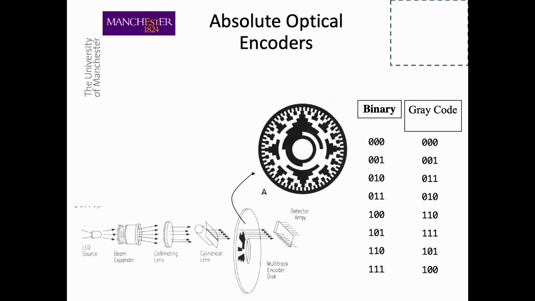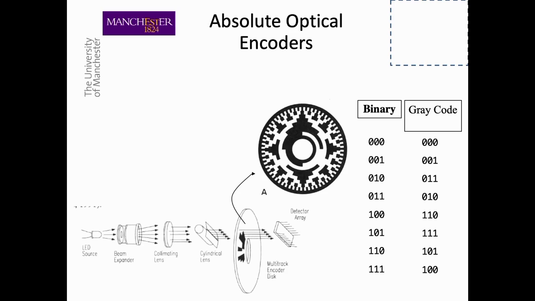Well, I can count how far it's moved round, but I don't know whether it started at 1 o'clock or 2 o'clock or 3 o'clock. With an absolute optical encoder, it's called absolute because it enables us to understand the absolute position. And the way we do that is we have a series, as we look across the radius of this disk, of areas where it will let light through and areas where light won't go through.